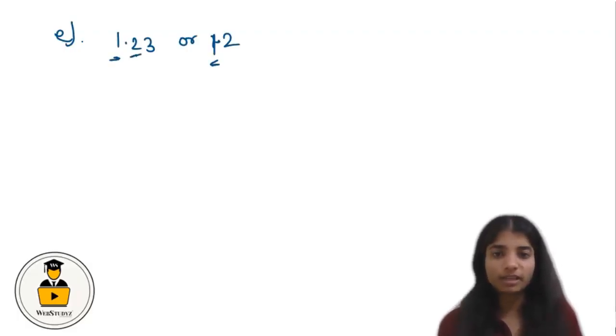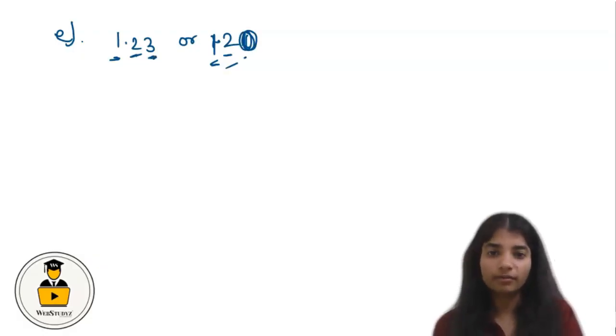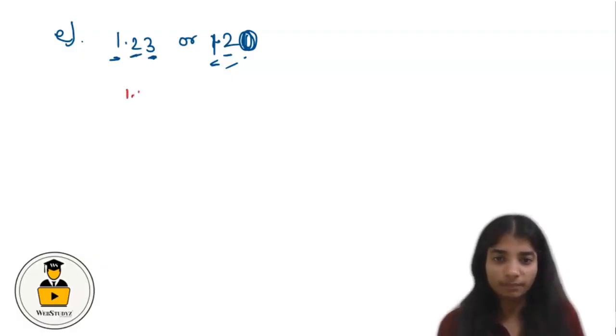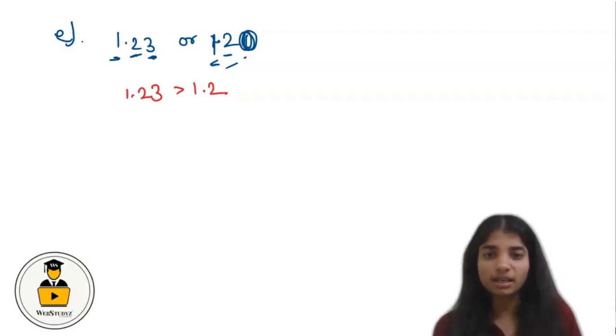E is 1.23 or 1.2. So look here, 1 is equal in both. Next, after the decimal, it's 2 here and it's also 2 here. After 2, it's 3 here, but there is nothing there. When there is nothing after the number in a decimal, we always consider that 0 is there. So we know that 0 is less than 3. So from here, we can say that 1.23 is greater than 1.2. So this is the answer to part E of this question.